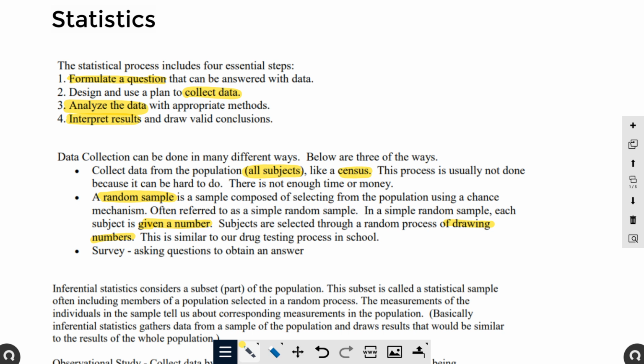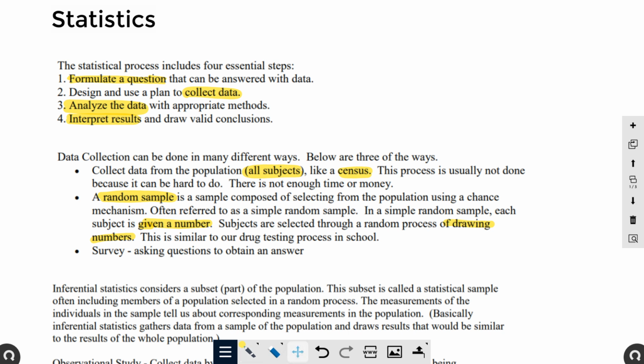So tell me the 3 steps that we did to make these random groups. What did we do first? Lined everybody up in alphabetical order. Then everybody got a number. And then we used a random number generator to separate into two groups. So this is how we make a random sample.